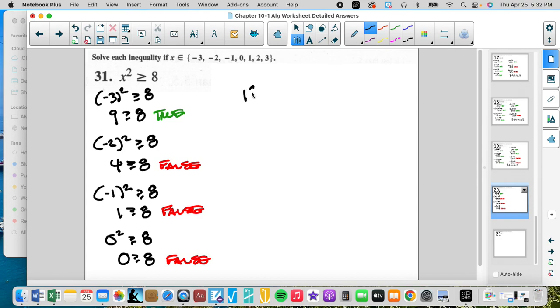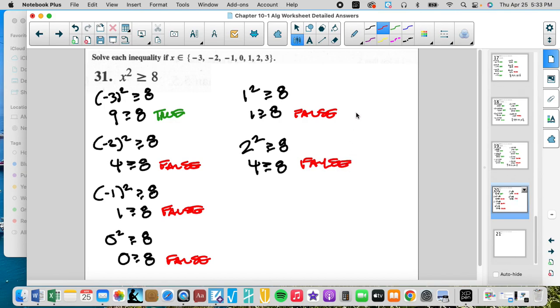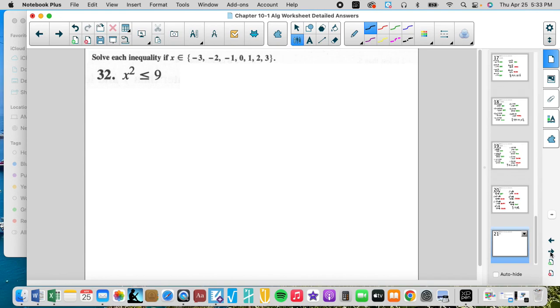Is 1 squared greater than or equal to 8? Is 1 greater than or equal to 8? That again is false. Is 2 squared greater than or equal to 8? Is 4 greater than or equal to 8? That is false. And 3 squared greater than or equal to 8 is 9 greater than or equal to 8. That goes back to true. So we only have 2 solutions. That is negative 3 and positive 3. And the last problem, similar to it.